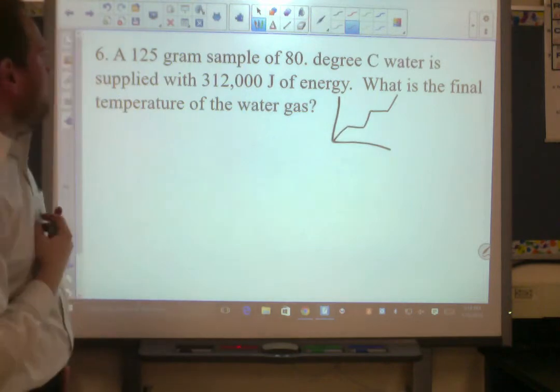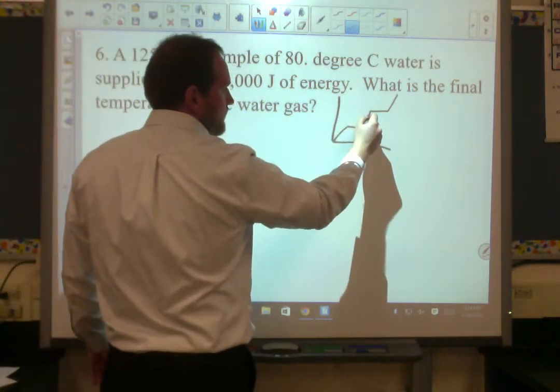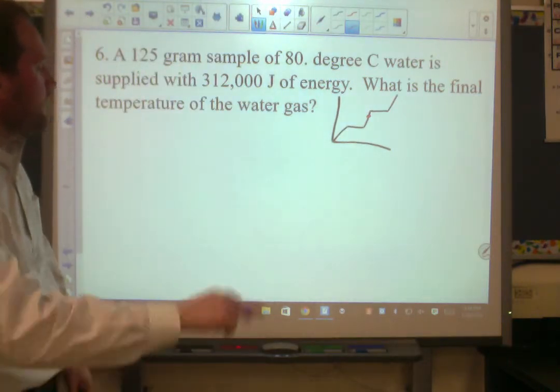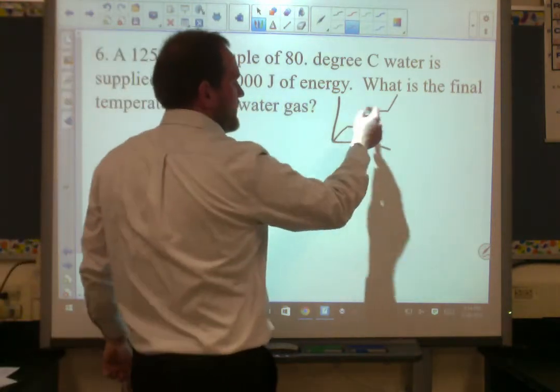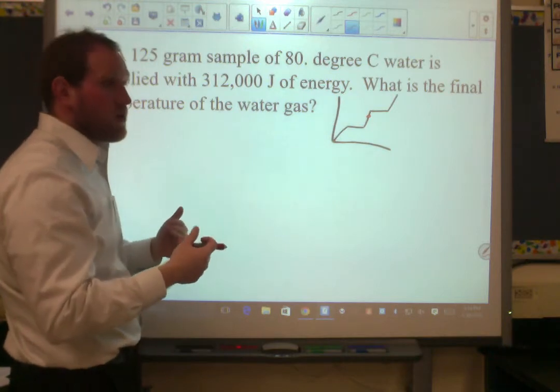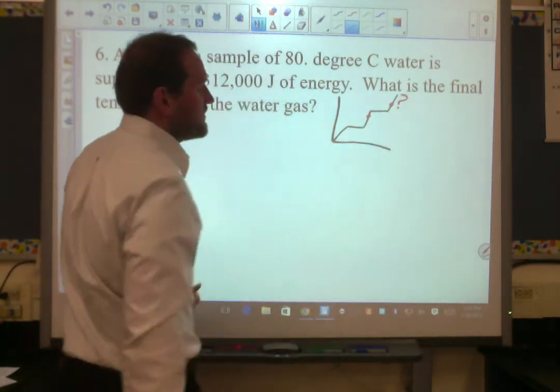All right, we're starting with 80-degree water. That's going to be here, 4/5 of the way up the liquid heating curve. What's the final temperature of the water gas? I think on your sheet it says water vapor. I realize now if it's above the boiling point, it's called gas, not vapor. So it's going to end up somewhere up here, based on the phrasing of the question.